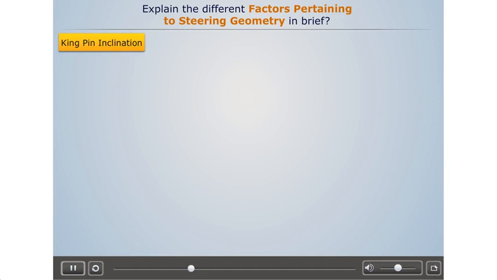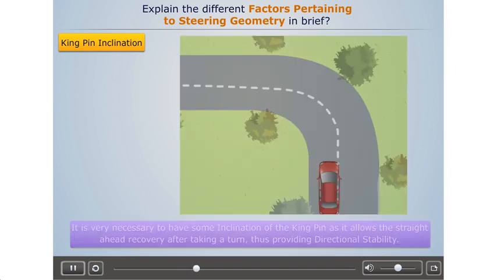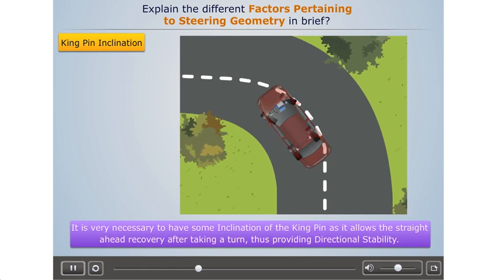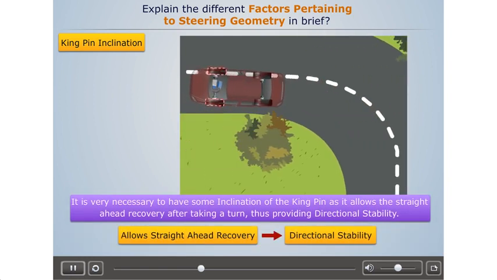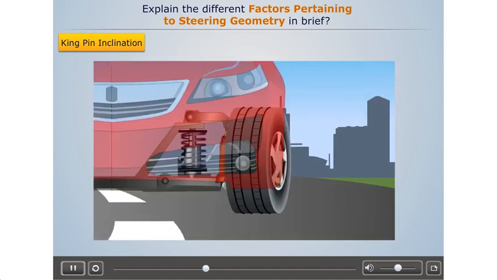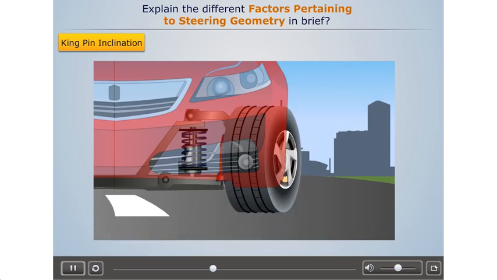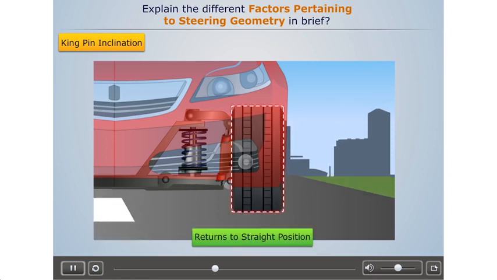Kingpin inclination. Kingpin inclination is defined as the inclination of the kingpin from vertical. It is very necessary to have some inclination of the kingpin, as it allows the straight ahead recovery after taking a turn, thus providing directional stability. To understand this, consider a vehicle taking a turn. The inclination of kingpin causes the vehicle body to move up in relation to the wheels. Thus, as soon as the turn gets completed, the weight of the vehicle tends to return the wheels to the straight position.